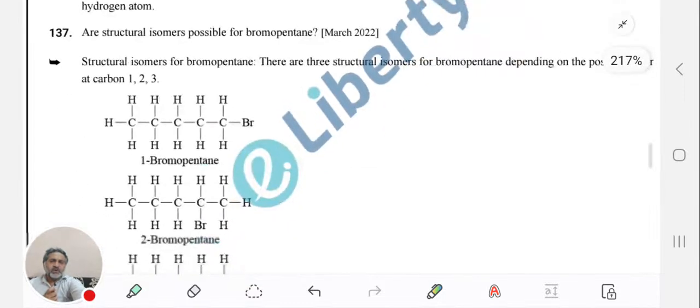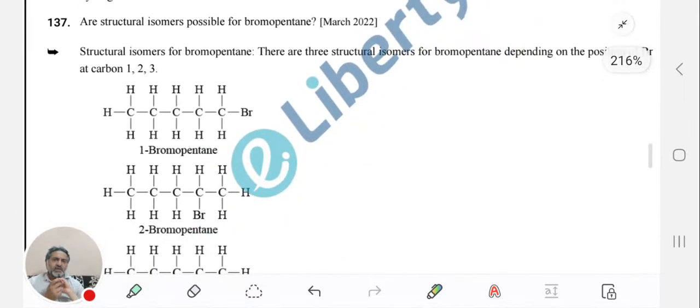Now question number 136. What are structural isomers possible for bromopentane?